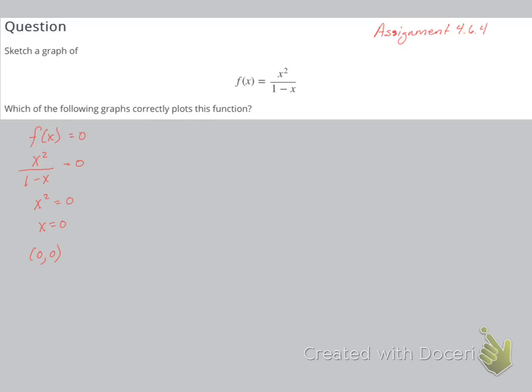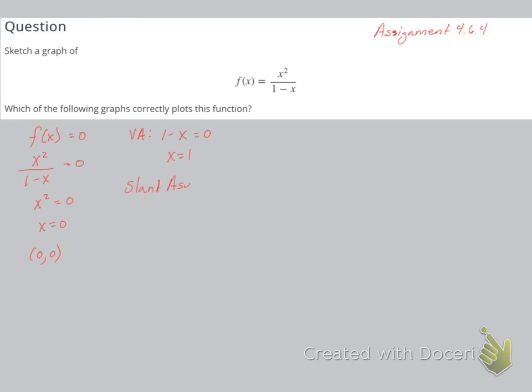We also know from looking at the denominator that it's got a vertical asymptote where the denominator equals 0. So if we set this equal to 0, we know we have a vertical asymptote at x equals 1. Looking at the horizontal asymptote, the degree of the numerator is greater than the degree of the denominator. So we don't have a horizontal asymptote. We do have a slant asymptote.